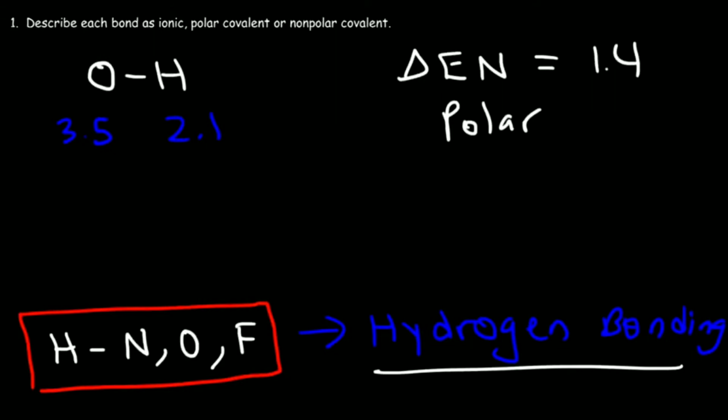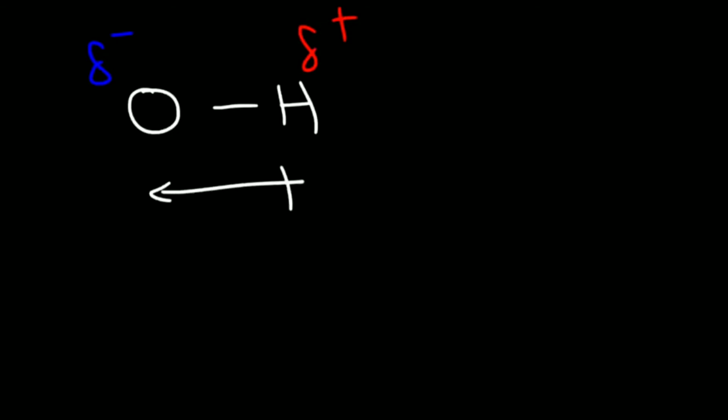Now let's indicate the bond polarity. Because oxygen is more electronegative, it's going to have the partial negative charge, and hydrogen is going to have the partial positive charge. So to indicate the dipole moment, we're going to draw the arrow towards the more electronegative element. Now let's consider one more example.